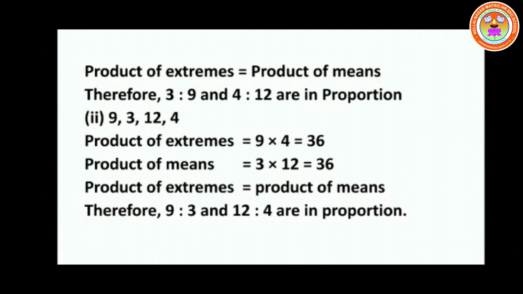Now let us change the numbers. The same thing, but I have changed the order, because they ask you to write two ratios that are in proportion using the numbers. Now listen children, 9, 3 and 12, 4 we have written. The first question was 3, 9 and 4, 12. Now we interchange the numbers. Now let us do the product of the extremes. So 9 4s are 36. Product of the means, 3 12s are 36. Are both equal or not? Yes, of course it is equal. So therefore they are in proportion.